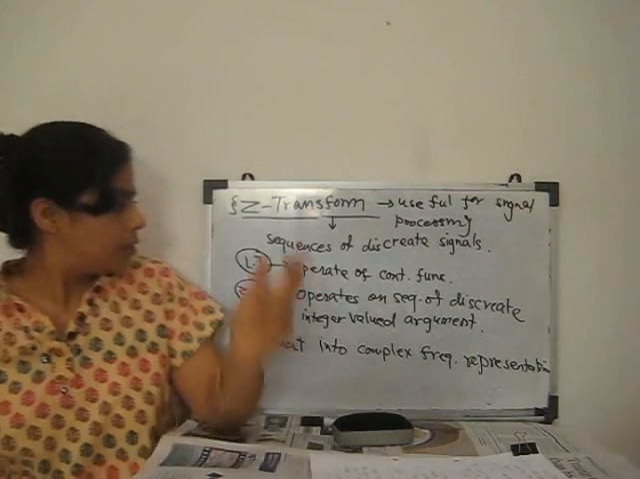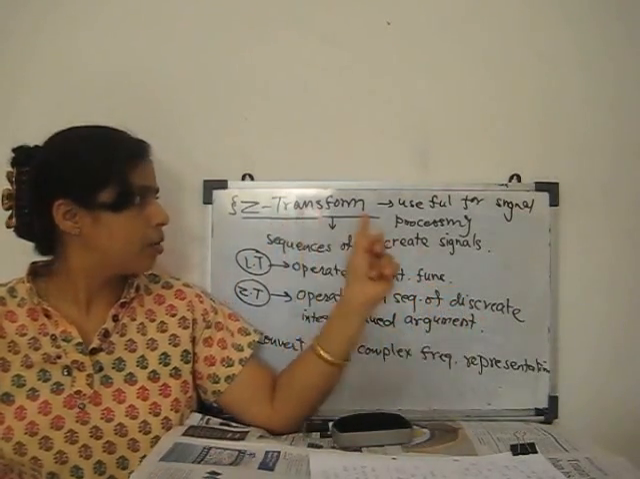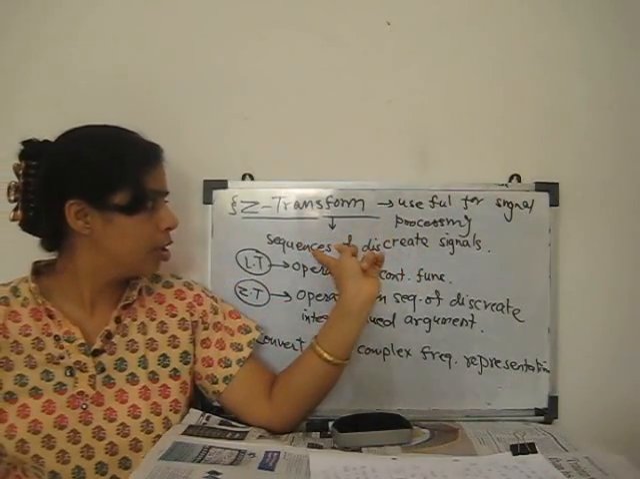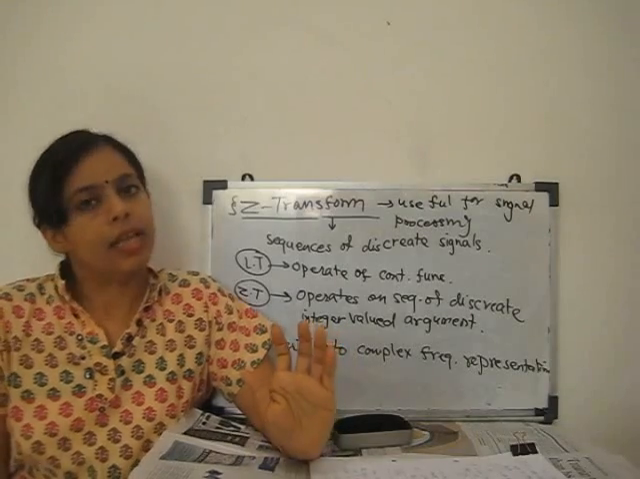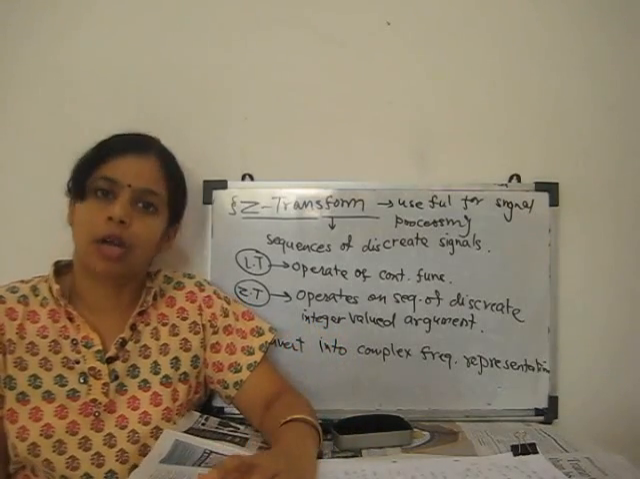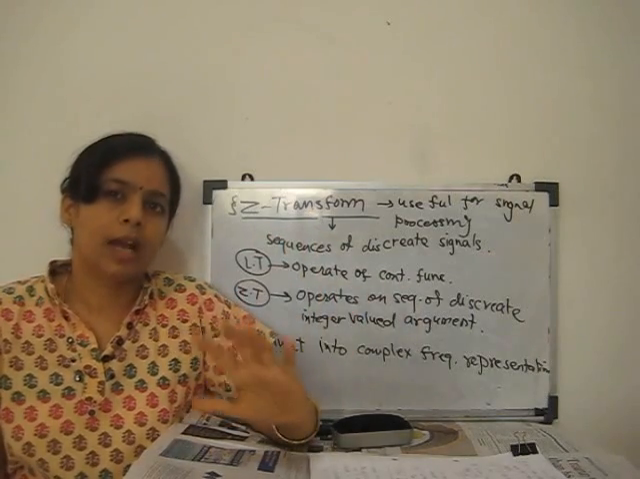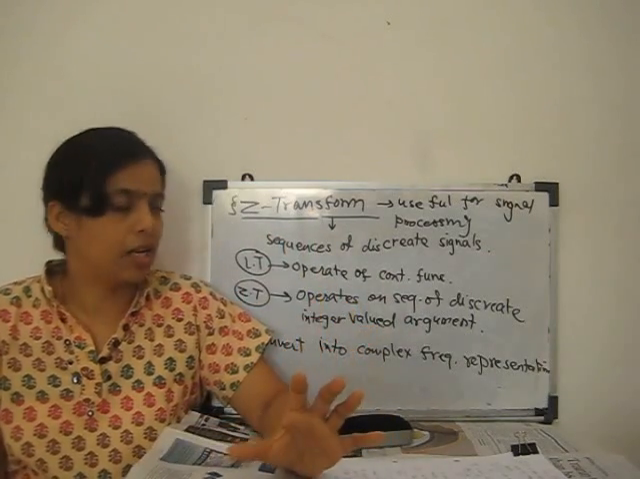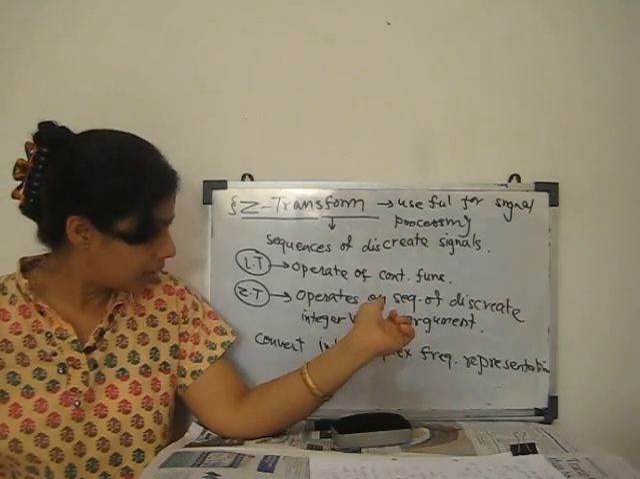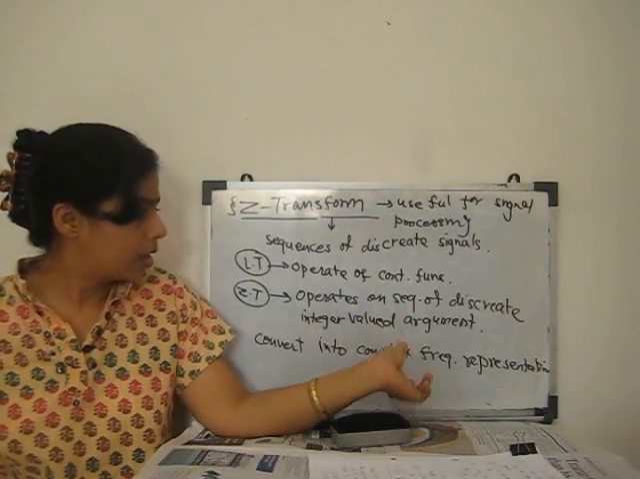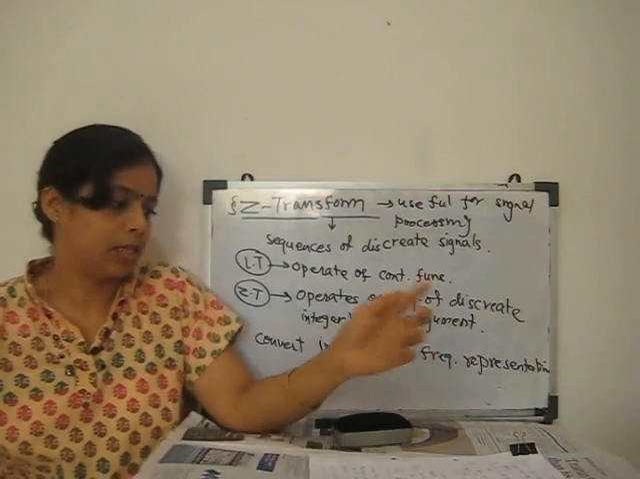But the Laplace transform operates on continuous functions, and the Z transform is useful for signal processing of sequences, of discrete signals. When we have a discrete signal, we use the Z transform. If we have a continuous function, we use the Laplace transform. The properties of the Z and Laplace transforms are much more similar, but not all. The Z transform converts our signal into a complex frequency representation.